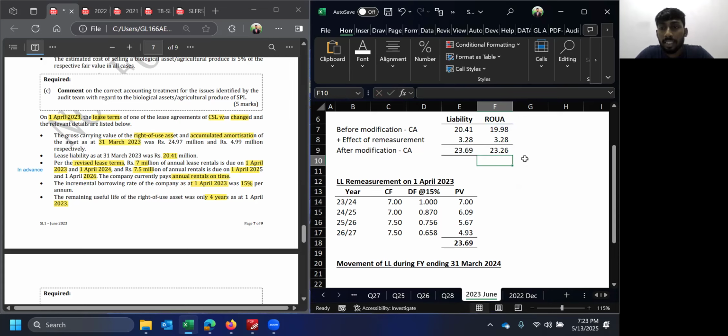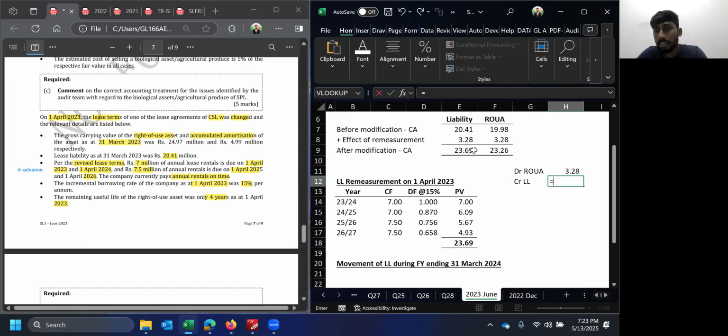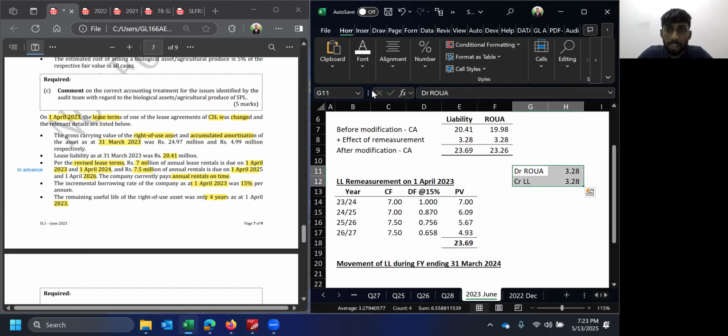So the right of use asset after modification would be 23.26. The double entry we are passing would be: debit to right of use asset 3.28 and credit to lease liability 3.28. This is the double entry we are passing for the remeasurement. So you can make a note of this.